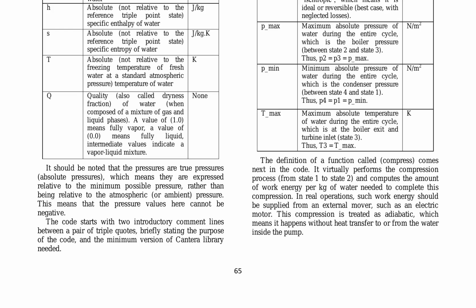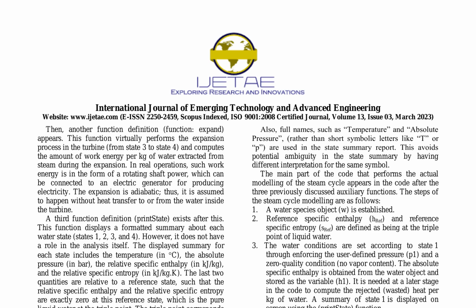The expand function models the adiabatic expansion process in a turbine, computing the amount of work energy extracted from the steam during the expansion. The print state function displays a formatted summary about each water state, including temperature, pressure, specific enthalpy, and specific entropy relative to the reference triple point state of pure liquid water. The main part of the code starts by establishing a water species object and defining reference-specific enthalpy and entropy at the triple point of liquid water.